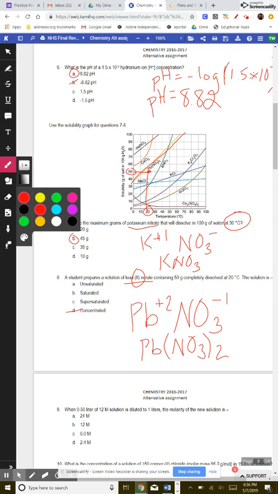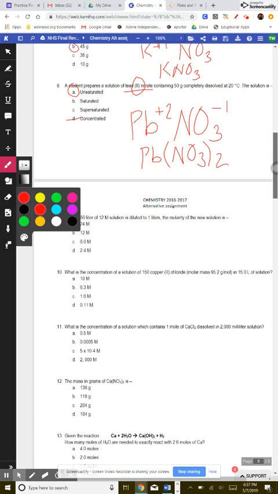Remember, when the point is below the graph, that's going to be an unsaturated solution. If the point falls on the line, it's saturated. Above the line, supersaturated. All right, number 9.